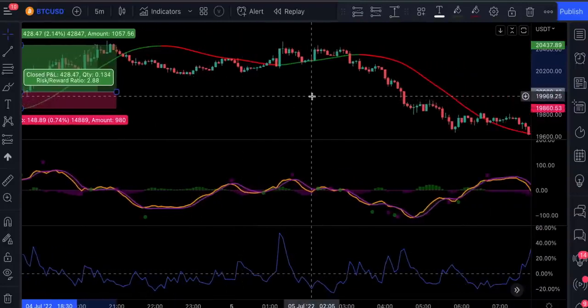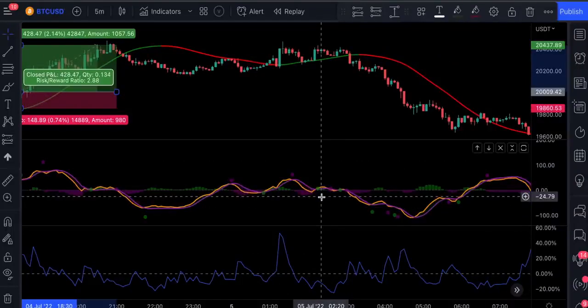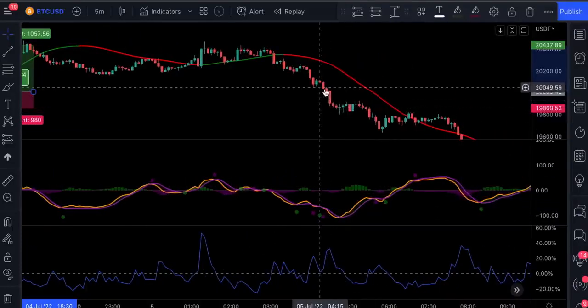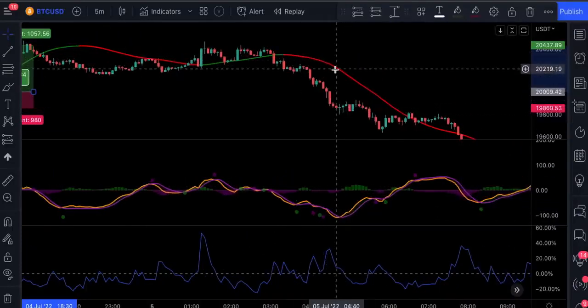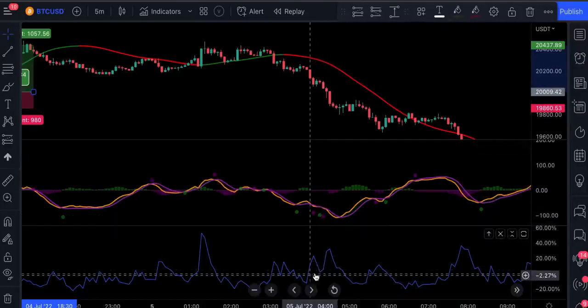For example, if you had a signal to go long, but the volume is not there, you would skip such a signal. And we can see that these two bad long trades were eliminated. For a short signal to be valid, the price action has to be closed below the Hull MA, the MACD has to print a purple circle, and the volume also has to be above zero.